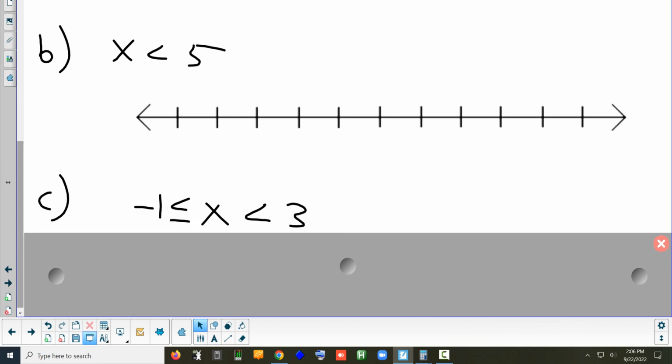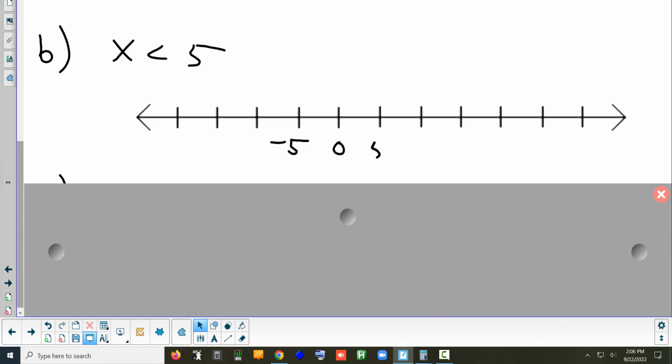All right, let's try this one. X is less than 5. Abigail, what number am I going to put a symbol on here? The 5. And can you tell me what symbol I could put? Yep, we can put an open circle, or I could use a parenthesis. I'm just going to do it one way. Let's do open circle. And this one says everything that's less than 5. So which way would we shade? Yeah, we're going to shade to the left. Everything less than 5 is that way.